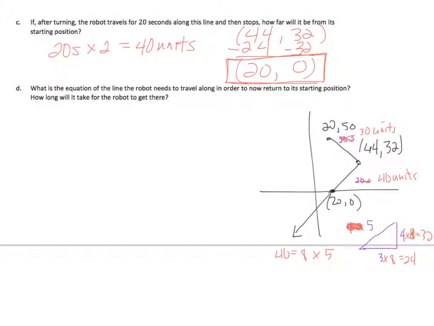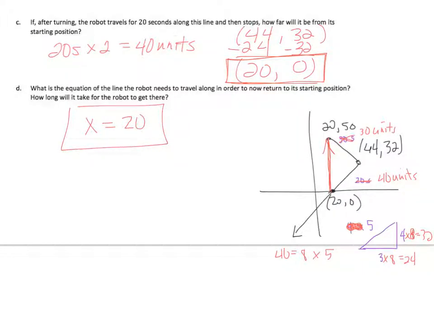So if you look, we started at 20, 50, traveled for 30 units or 15 seconds, ended at 44, 32. Turned, traveled for 20 seconds or 40 units, and ended at 20, 0. Now we're trying to get back to the starting position. Luckily, we are on a straight line at x equals 20. If we travel directly north, we will get back to the starting position.